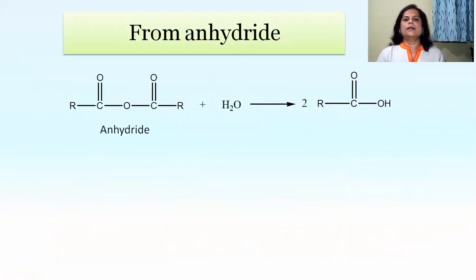Next method: from anhydrides. See, these are the anhydrides: RC double bond O, and one more RC double bond O, joined by this O. These are the anhydride structure. And when you add H2O, again it is a hydrolysis process. When you add H2O, formation of acid takes place.